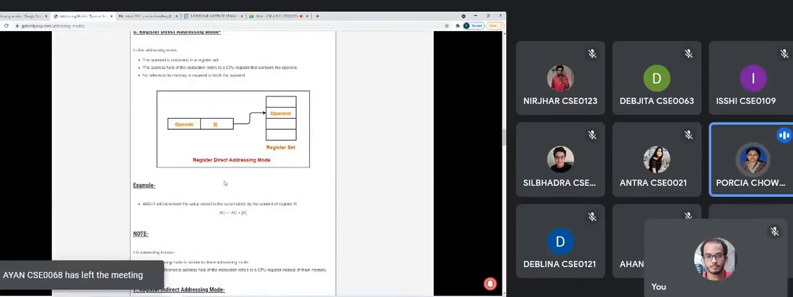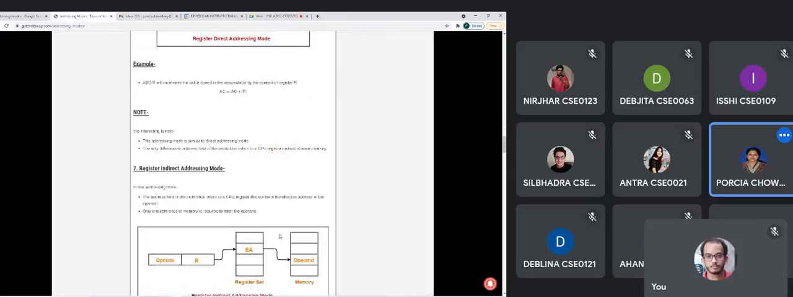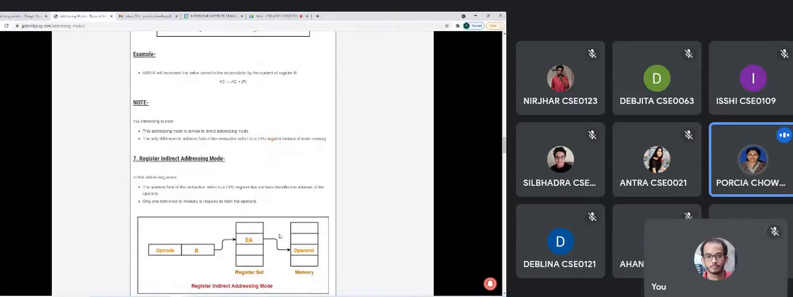Fine. And the example will be the same. If you want, you can have ADD R, which will increment the value stored in the accumulator by the content of the register R. Or maybe you can have ADD R1, R2. That means it adds the content of registers R1 and R2 and stores the result in R1. Okay, that is your register direct addressing mode, and that is your register indirect addressing mode.